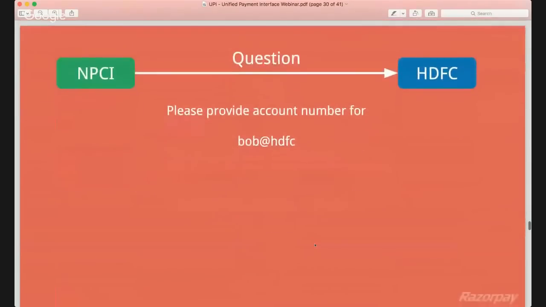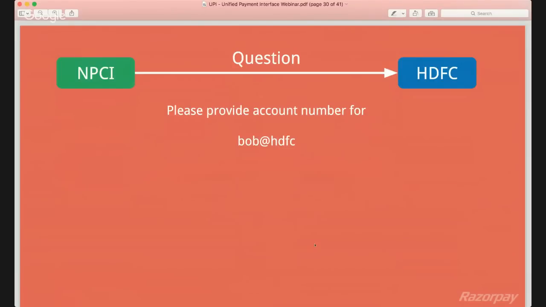Then NPCI, which means the UPI infrastructure, also doesn't know, interestingly, who Bob at the HDFC is, but they do know who HDFC is. So NPCI or UPI goes and talks to HDFC and asks for the bank account number for Bob at the HDFC. Obviously, HDFC knows the answer to that query because they know who Bob is.